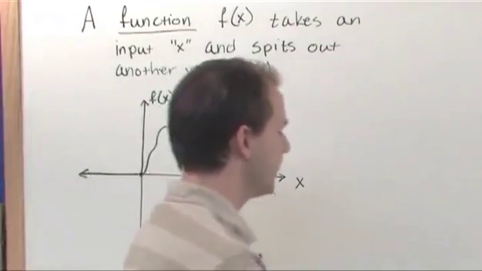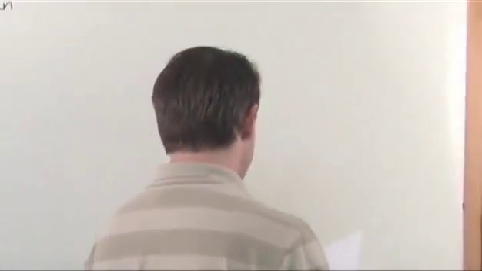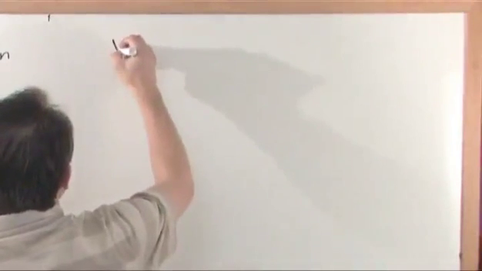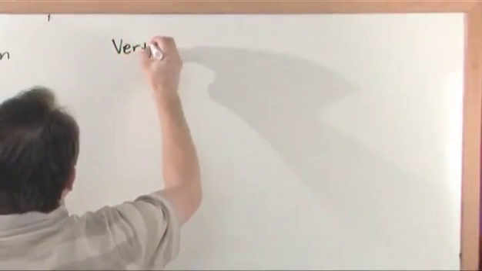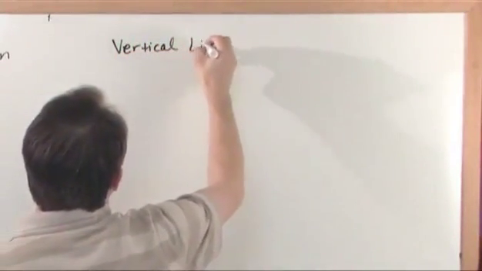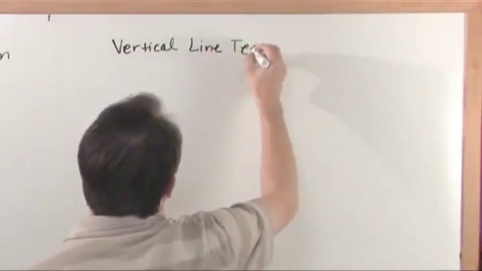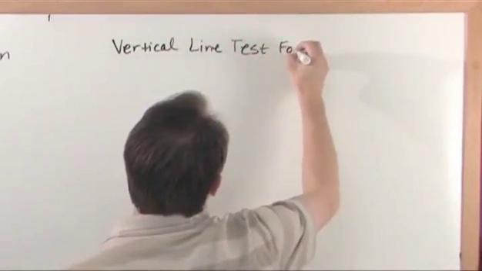Okay, now a very important thing about functions that they're going to ask you to do right away, one of the first questions they'll ask you on your test, is something called the vertical line test for functions. Okay, so it's something that you need to know. It's very, very easy though, so it's not going to give you any problems at all. Let me write it down here real quick. The vertical line test for functions.